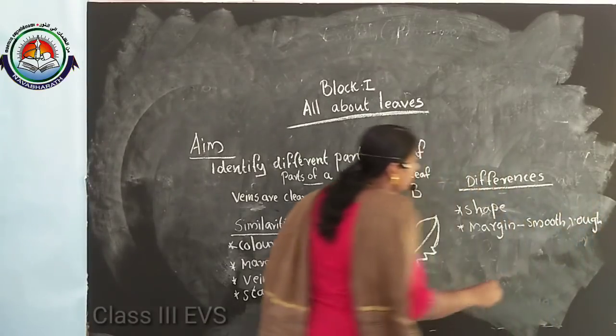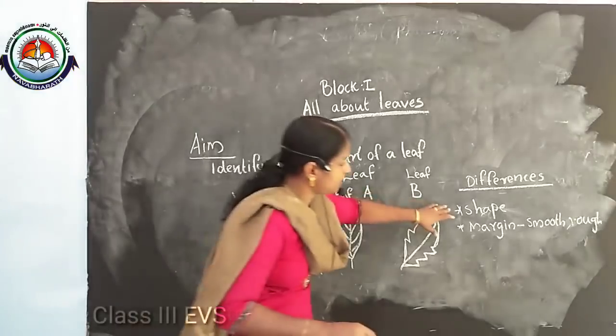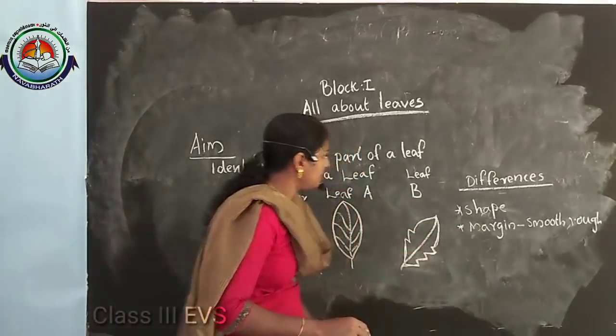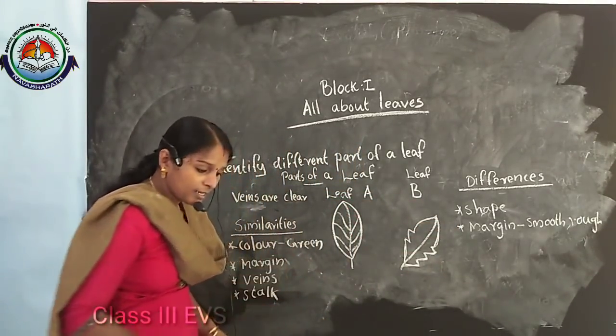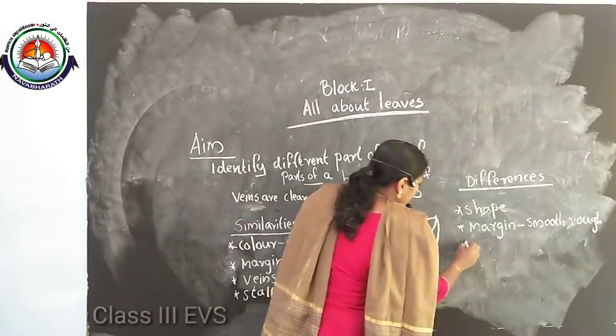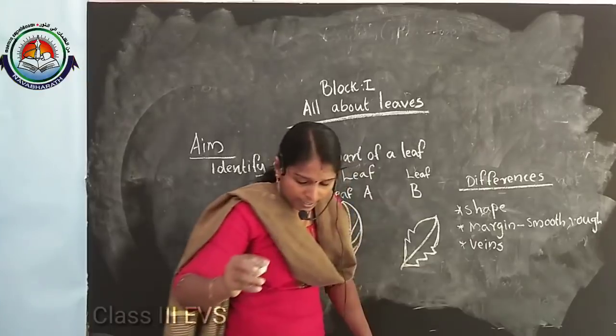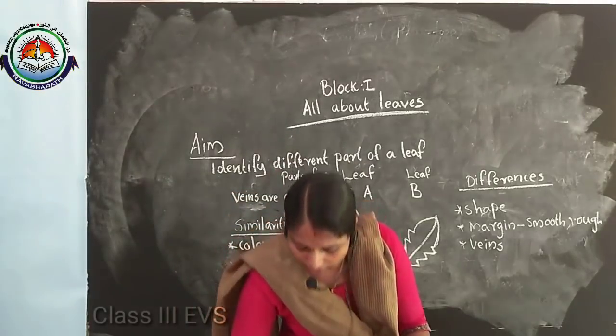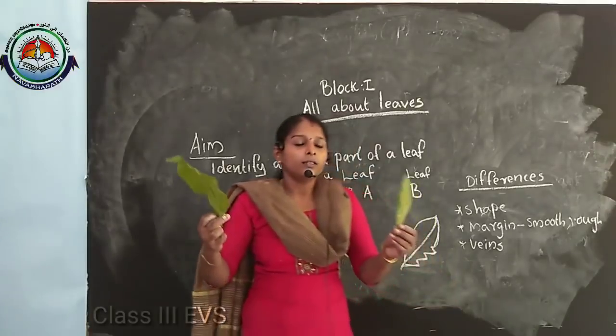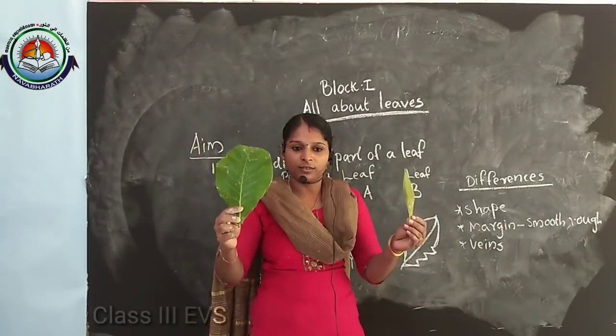So we can say the difference. Shape is different, margin is different. Then next, veins are also different. Let us see how the veins are different in each plant. So these are two different leaves.